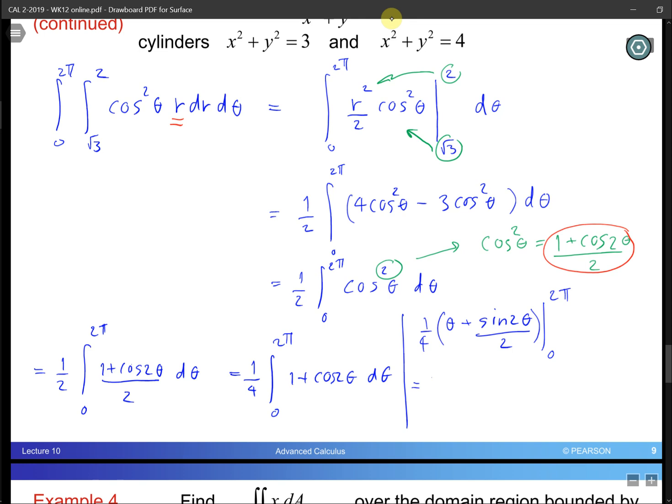So this is equal to 1 over 4. 2 pi goes in, this becomes 2 pi. Alright, 2 pi goes in, sine of 4 pi. Sine of 4 pi, that is 0. Minus 0 goes in to theta, and 0 goes in to sine 2 theta, that is sine 0. So we have this plus 0 here. Turns out most of these terms become 0. So in the end, we have pi over 2 as the answer for this problem.